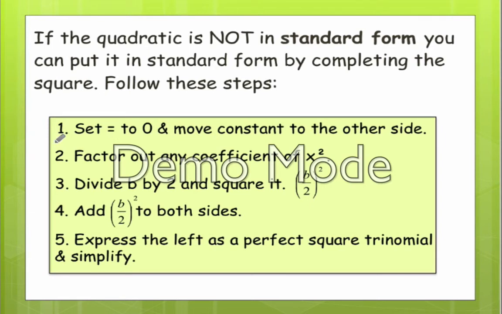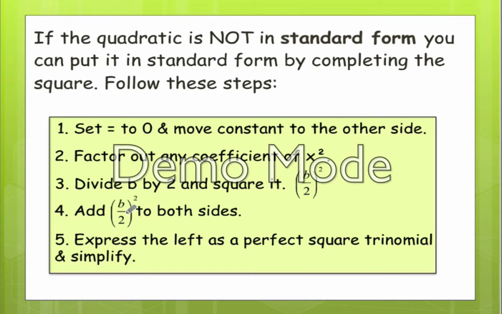Step 1, set it equal to 0 and move the constant to the other side. Step 2, factor out any coefficients of x squared. Step 3, divide b by 2 and square it. So your b is your coefficient of x, divide it by 2 and square it. That's the number you want to add to both sides. You have to add it to both sides to keep the equation fair and balanced.